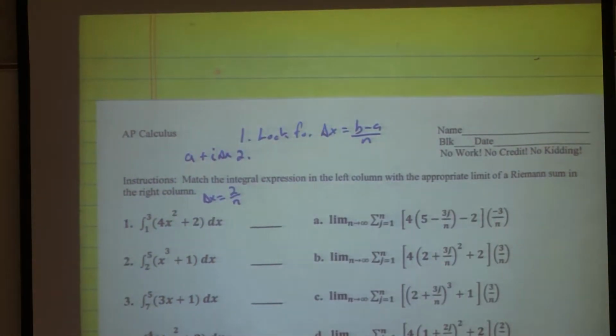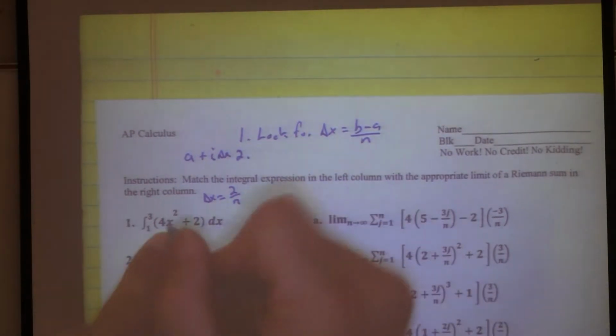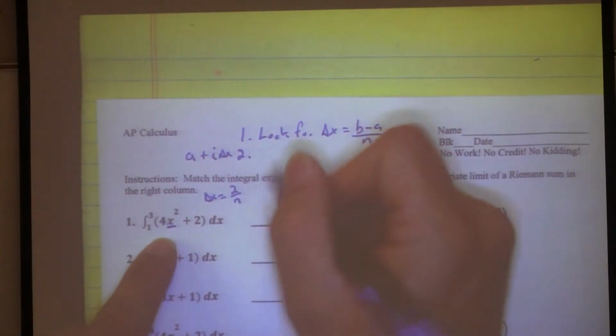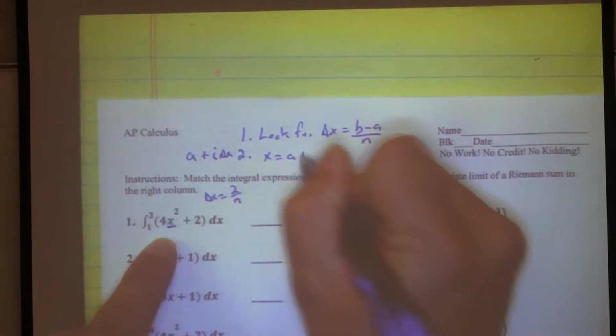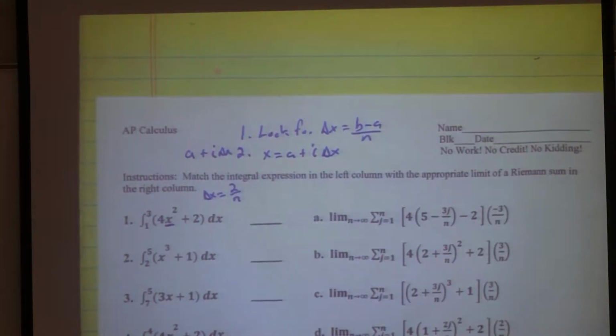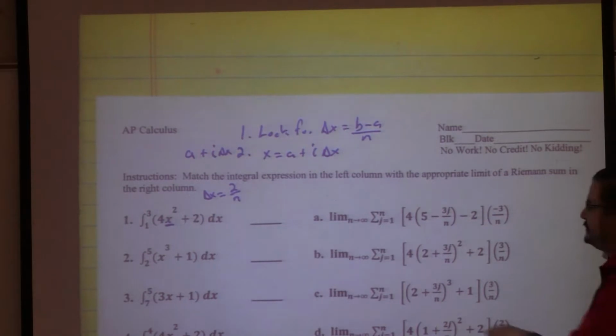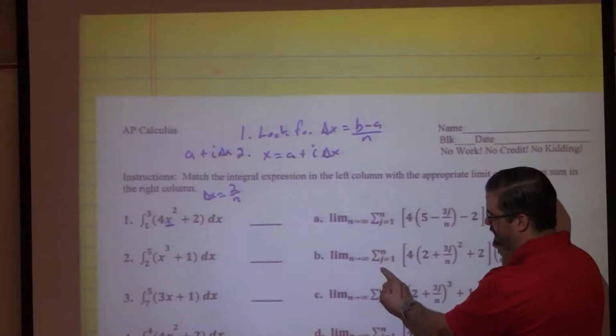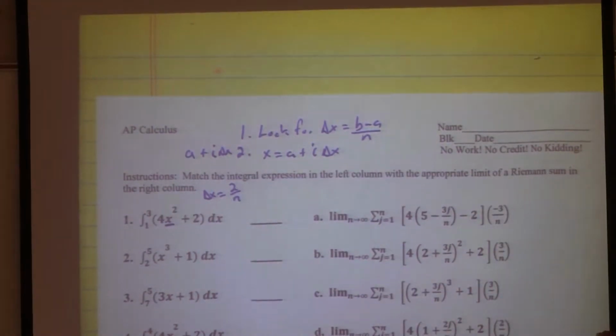That's gonna be equivalent to the x value that they have here. x is going to be a plus i delta x. Now, it might not be i, it might be a k, it might be a j, it might be some random letter. It all depends on what letter they put right there in the summation. So in these, it's going to be j.